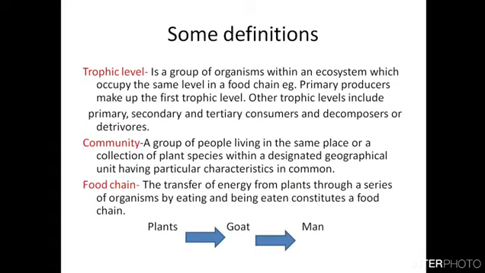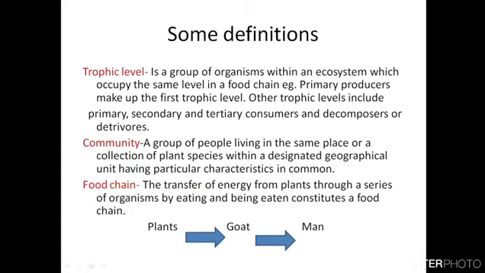Now another definition which you should know is the food chain. What is food chain? It is the transfer of energy from plants through a series of organisms by eating and being eaten constitutes a food chain. This also you have to learn by heart. So for example, here you can see the plants are eaten by the goats, goat is eaten by man. So this is a simple food chain.